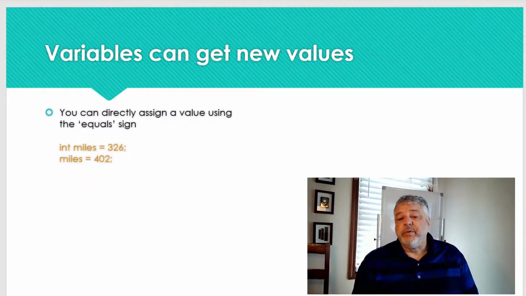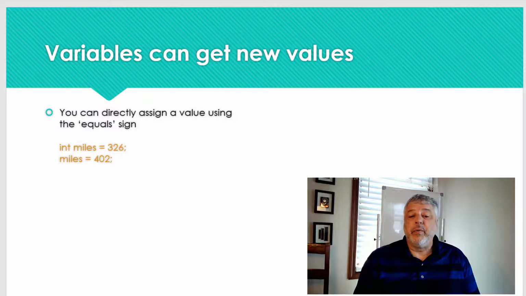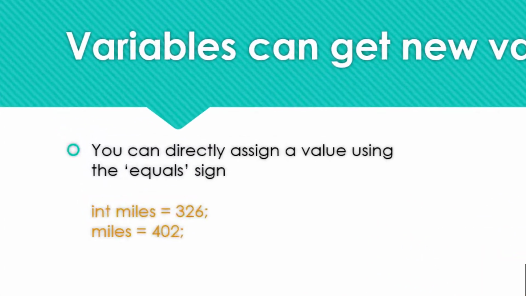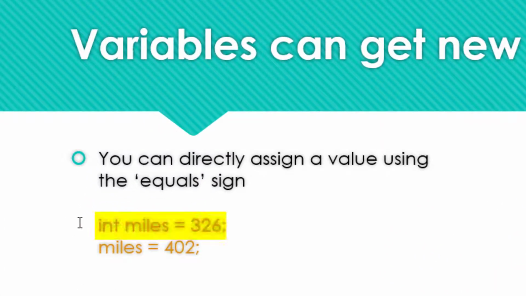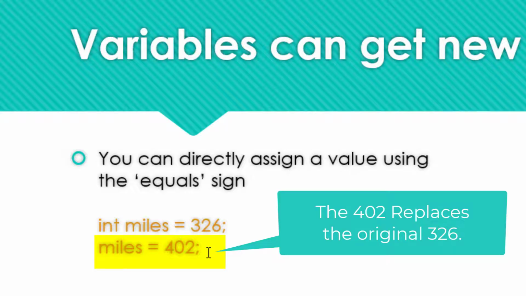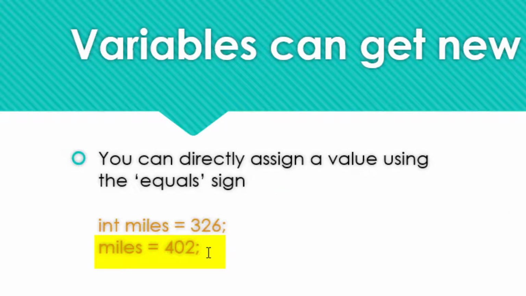In addition to giving variables values when you define them or when you introduce them, you can also give variables values or new values as your program is running. This first line would be defining the integer variable miles and setting it to 326. The second line would be taking the value 402 and putting it into miles. The way this works is that your variable is always on the left, and the value that you're going to put into the variable is always on the right.